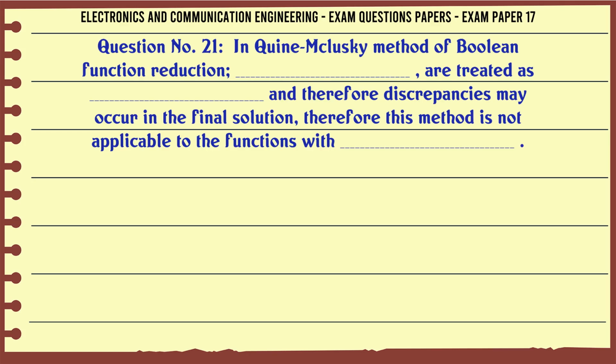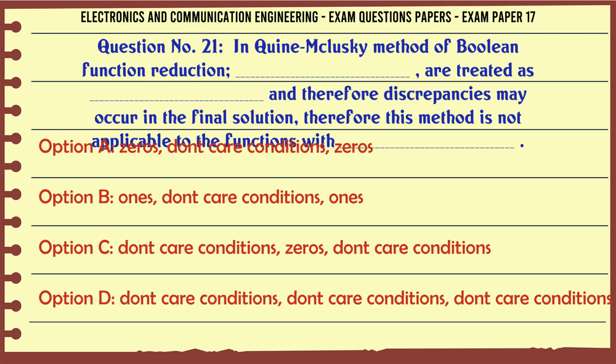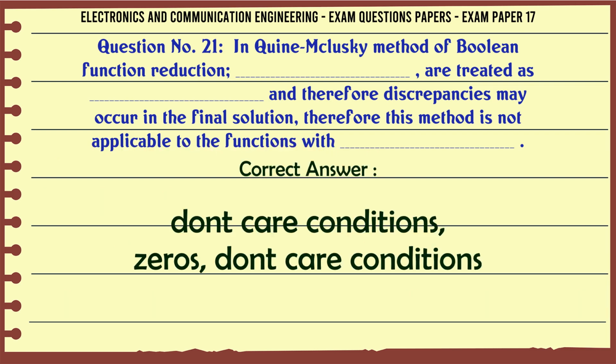In Quine-McCluskey method of Boolean function reduction, don't care conditions are treated as ones, and therefore discrepancies may occur in the final solution. Therefore this method is not applicable to the functions with A. zeros, don't care conditions, zeros, B. ones, don't care conditions, ones, C. don't care conditions, zeros, don't care conditions, D. don't care conditions, don't care conditions, don't care conditions. The correct answer is don't care conditions, zeros, don't care conditions.